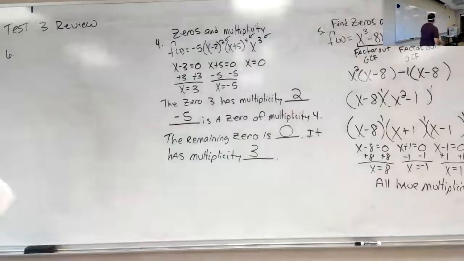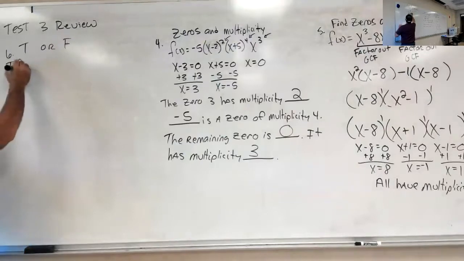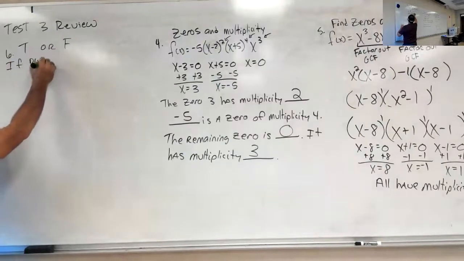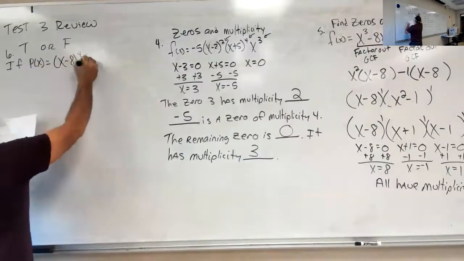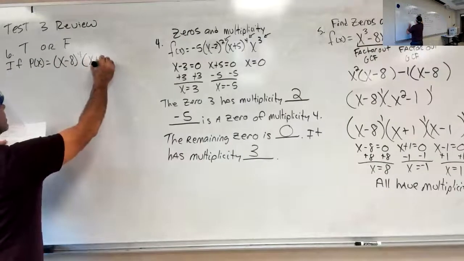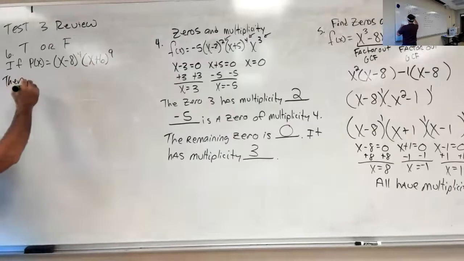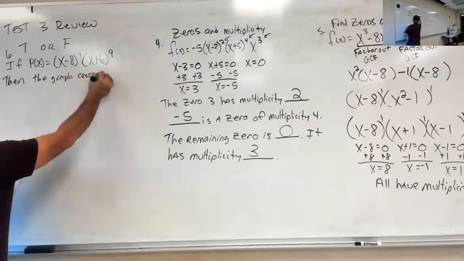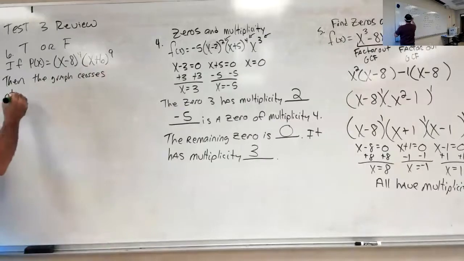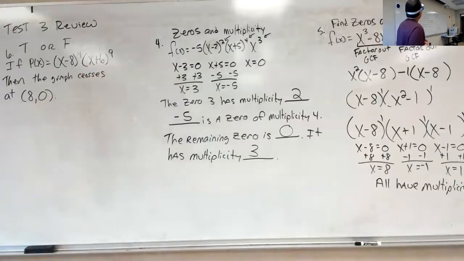All right, you're going to tell me if this is true or false. If p of x equals x minus 8 to the 4th times x plus 6 to the 9th, then the graph crosses at the point 8, 0. So this went back, so let me show you.